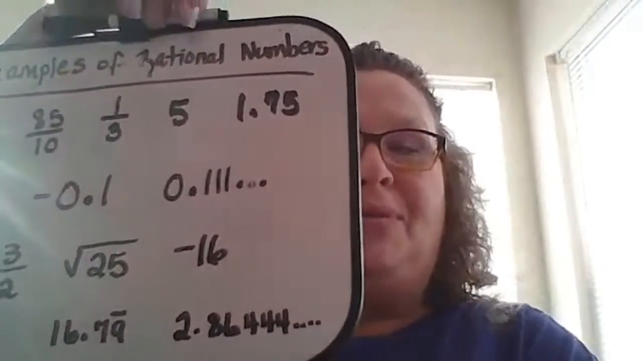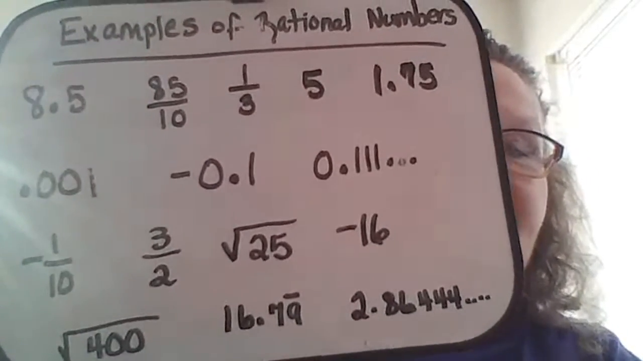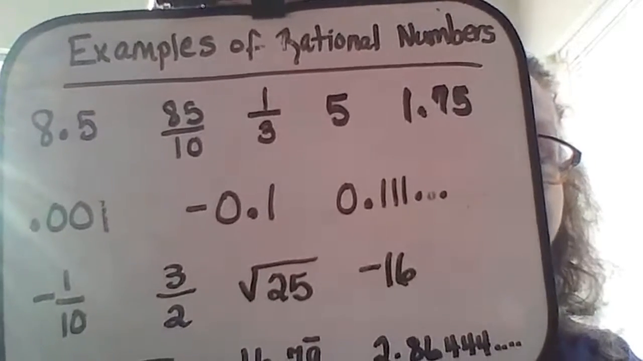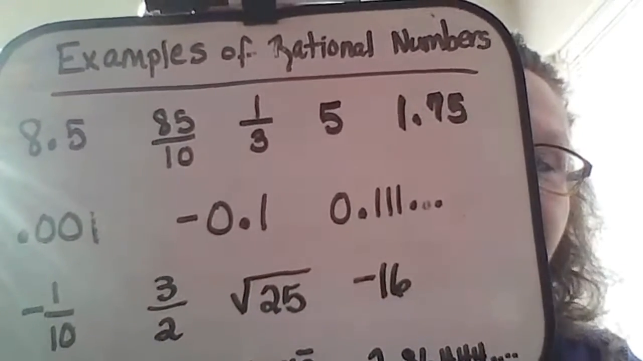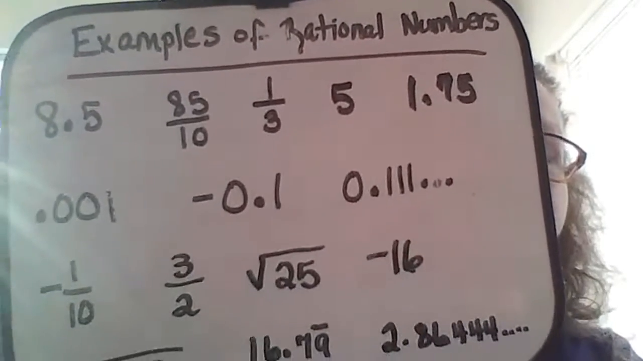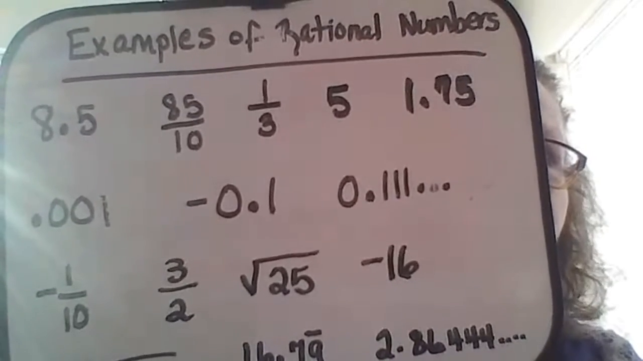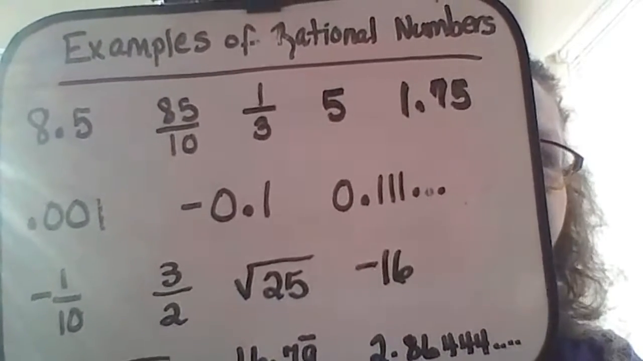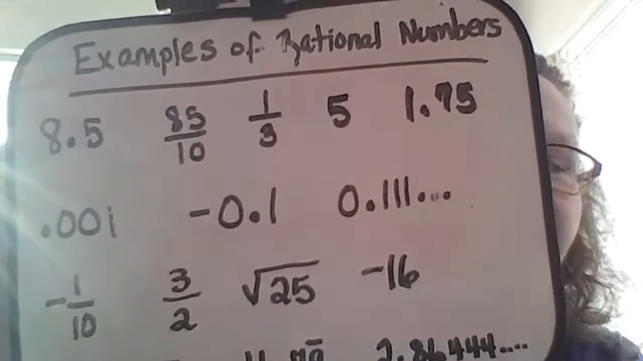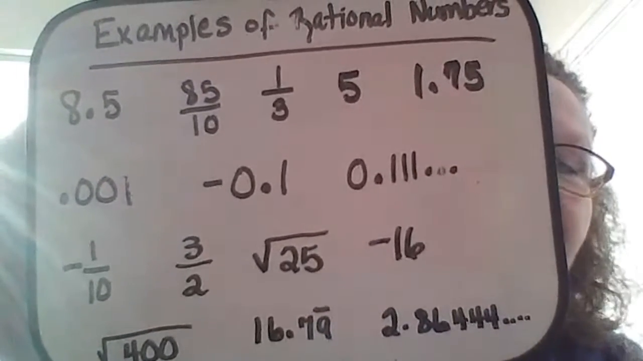Some examples of rational numbers. 8.5. You see how 8.5 is a decimal number, but it doesn't go on forever. It stops. So since it stops, we say that it terminates. So it's rational. 85 tenths. Now, what you have to do if you have a fraction is you have to change it to a decimal. And hopefully you remember that to change a fraction to a decimal, all you have to do is divide it. So if you do 85 divided by 10, you'll get 8.5. So 8.5, of course, we just had, is a terminating decimal, so it's rational.